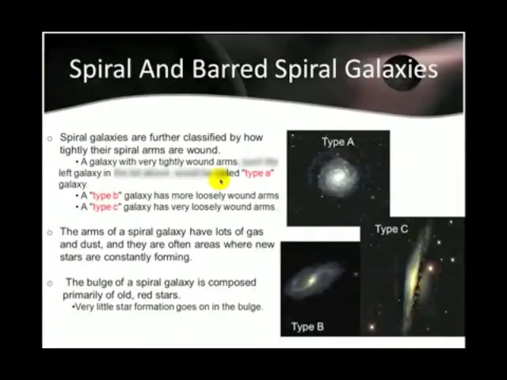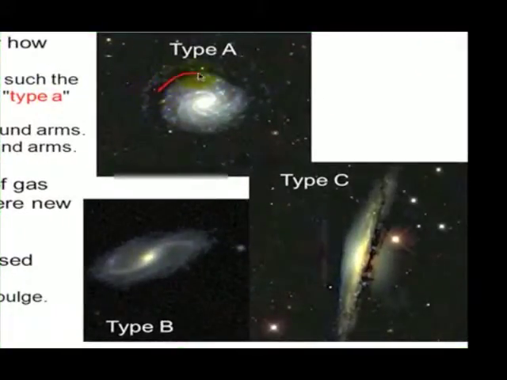Spiral galaxies are further classified by how tightly their spiral arms are wound. A galaxy with very tightly wound arms, such as the right galaxy in the list above, would be called Type A. As you can see, all the arms are tightly wound. A Type B galaxy has more loosely wound arms. This galaxy has more loosely wound arms than Type A, and Type C galaxies have the most loosely wound arms.